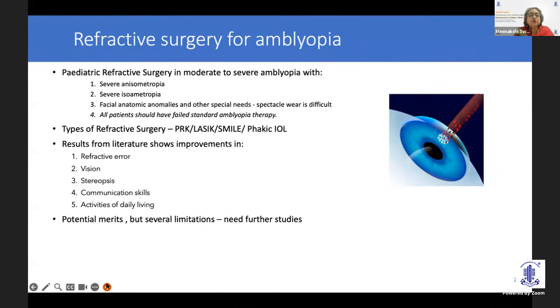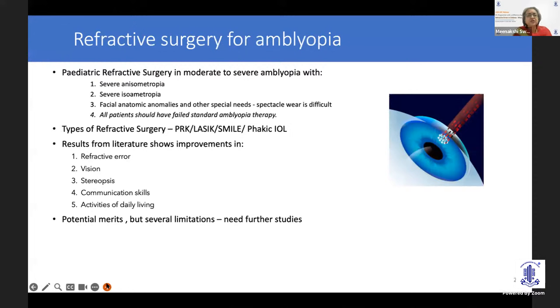All right, one little slide about refractive surgery for amblyopes. Again, a little bit of a controversial topic, but pediatric refractive surgery may be considered in moderate to severe amblyopia, if there is severe anisometropia, severe isoametropia, facial anatomical anomalies, and other special needs where spectacle wear is difficult. Like we once had a special needs kid, minus 13. The child's whole development depended on the child improving with spectacle wear, but the child would just not comply, just throwing the glasses every time. So in such a situation, yes, you can offer refractive surgery. But before you do anything, you have to show that you have tried and the patient has failed standard amblyopia therapy, okay?